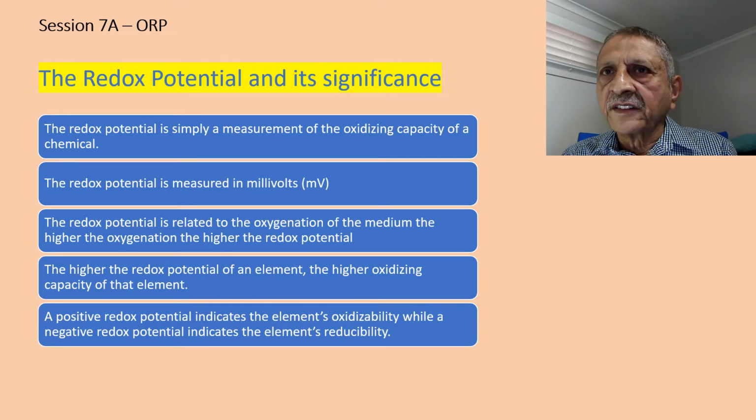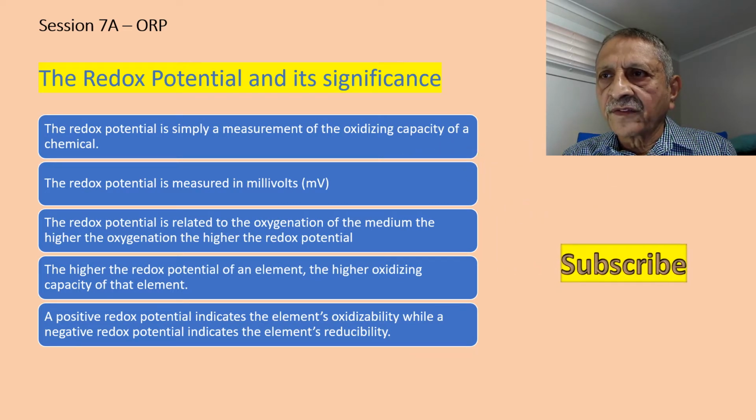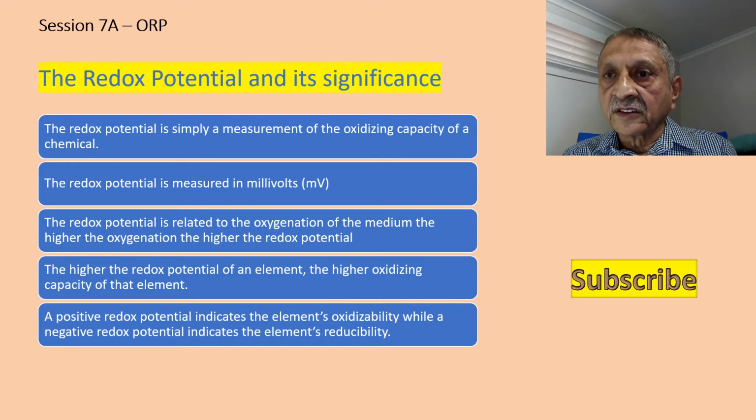Recalling the redox potential and its significance, you will note that the redox potential is simply a measurement of the oxidizing capacity of a chemical. It is measured in millivolts or in volts, which is less than 2.5 or 3. The redox potential is related to the oxidation of the medium. The higher the oxygenation, the higher the redox potential. The higher the redox potential of an element, the higher the oxidizing capacity of that element. The positive redox potential indicates the element's oxidizability, while the negative redox potential indicates the element's reducibility.